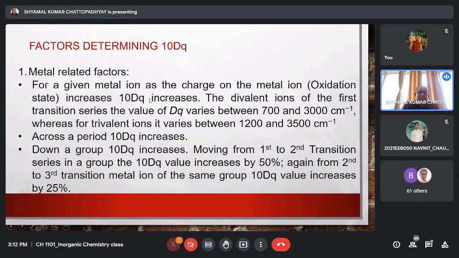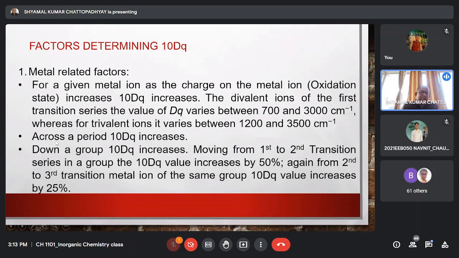So for a given metal ion, as the charge on the metal ion, that is the oxidation state, increases, 10 Dq increases. It has been generally found that for the divalent ions of the first transition series, 10 Dq values lie between 700 to 3000 centimeter inverse, whereas for trivalent ions it increases, and the range is 1200 to 3500 centimeter inverse. So clearly the experimental data supports the theoretical contention that as the positive charge on the metal ion increases, the 10 Dq value will substantially increase.